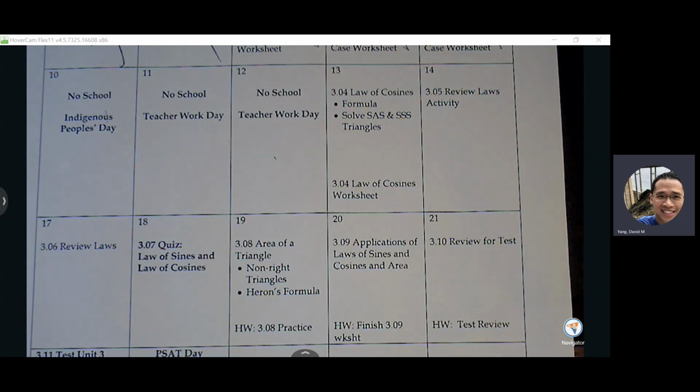Let me talk about the calendar for a second. Yeah.